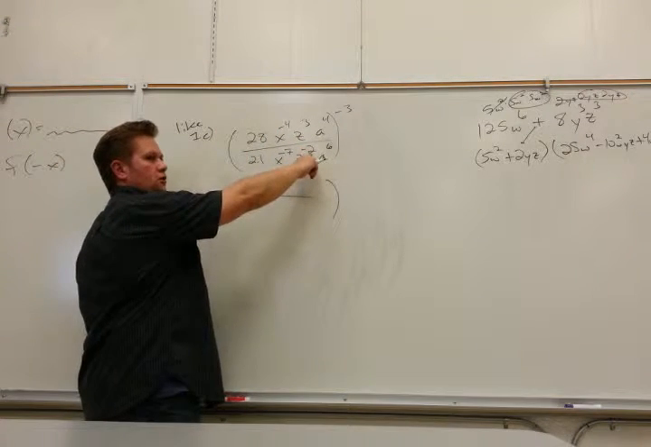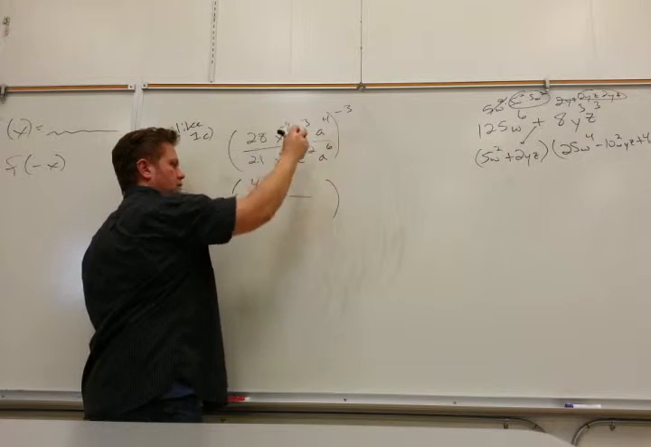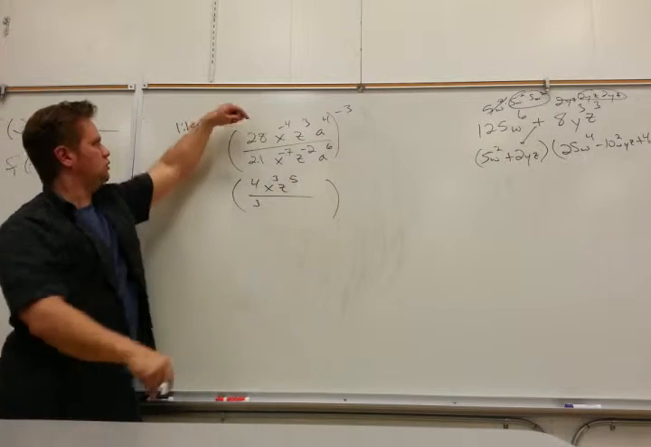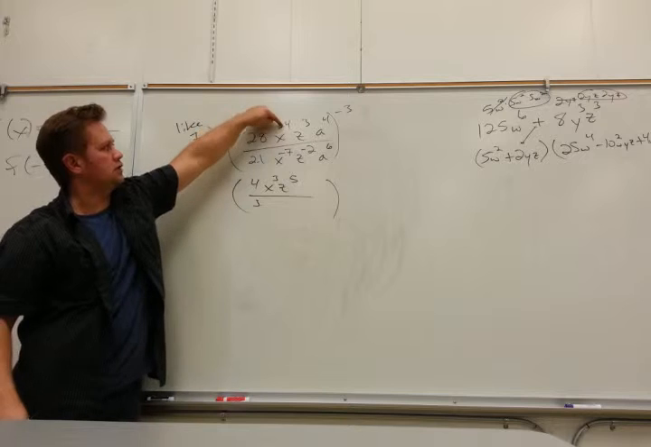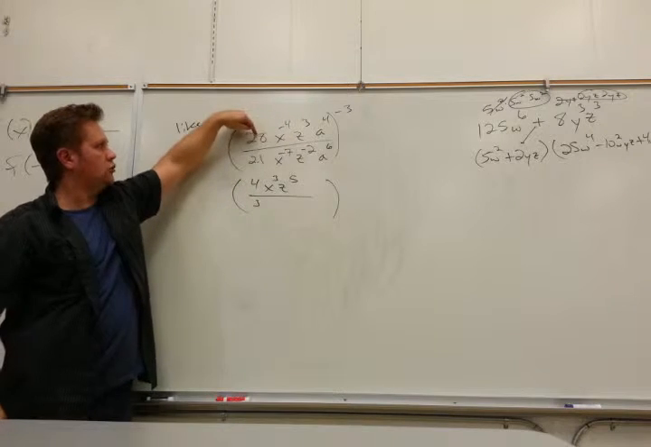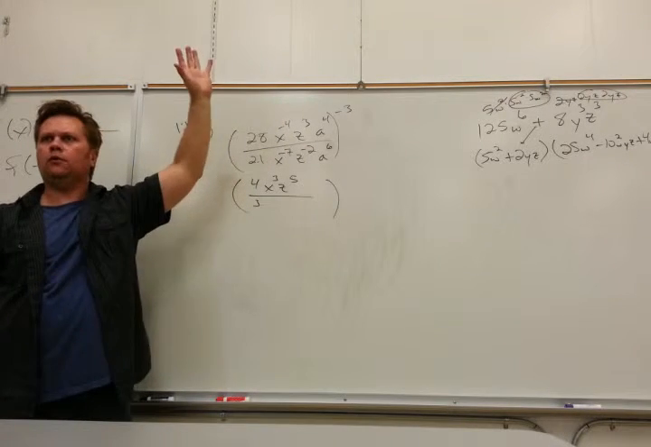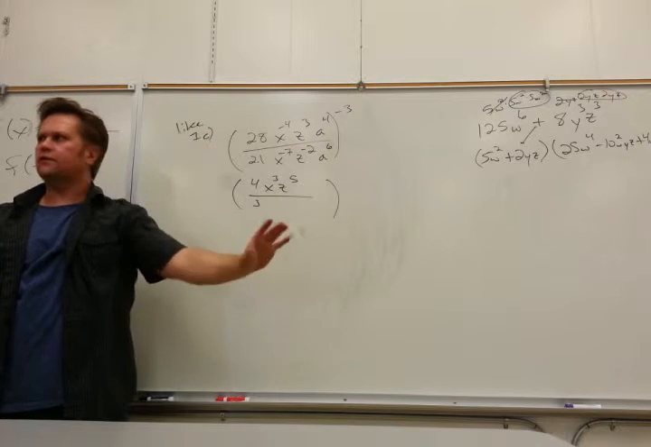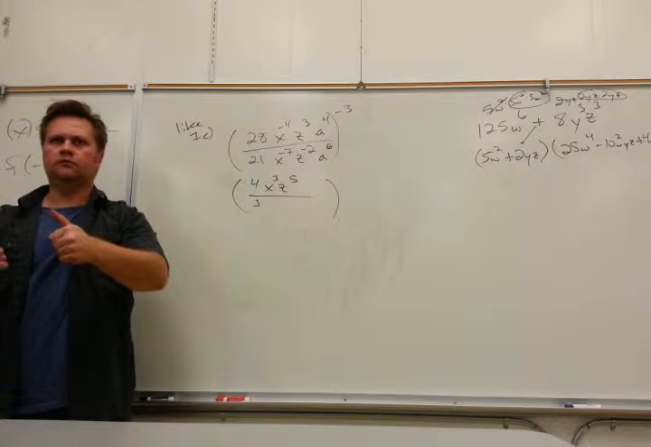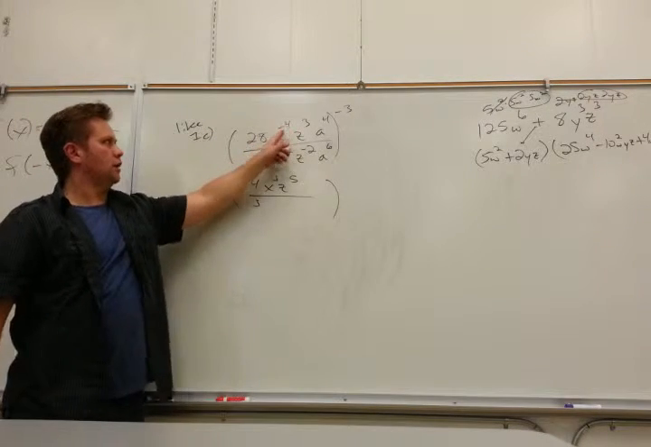Those two z's go up, and those stay there. I saw way too much of the 28 going down just because it's in front of something with a negative power. The 28 is to a first power. It doesn't go anywhere. 28 is to a positive power. There's no reason for it to flip. The negative power is only applying to that variable.